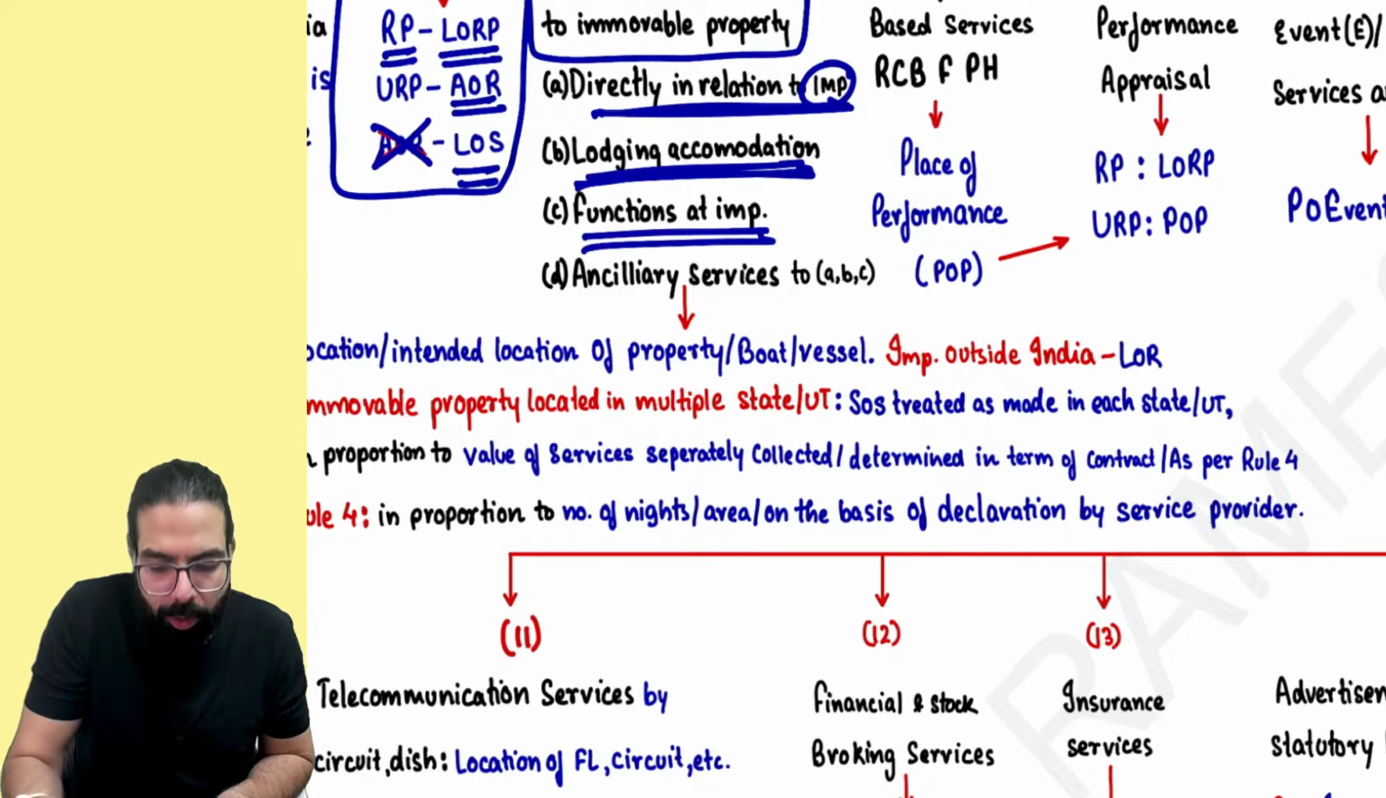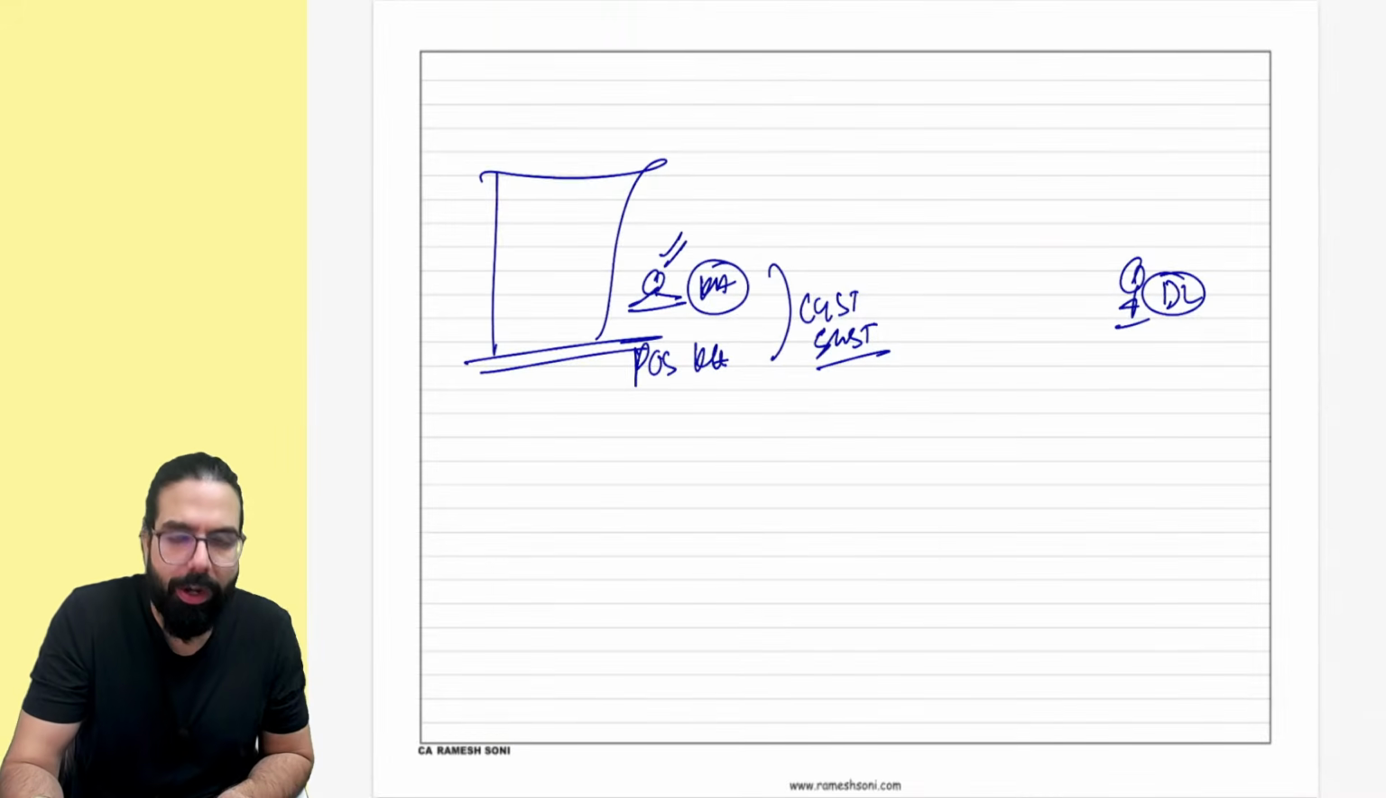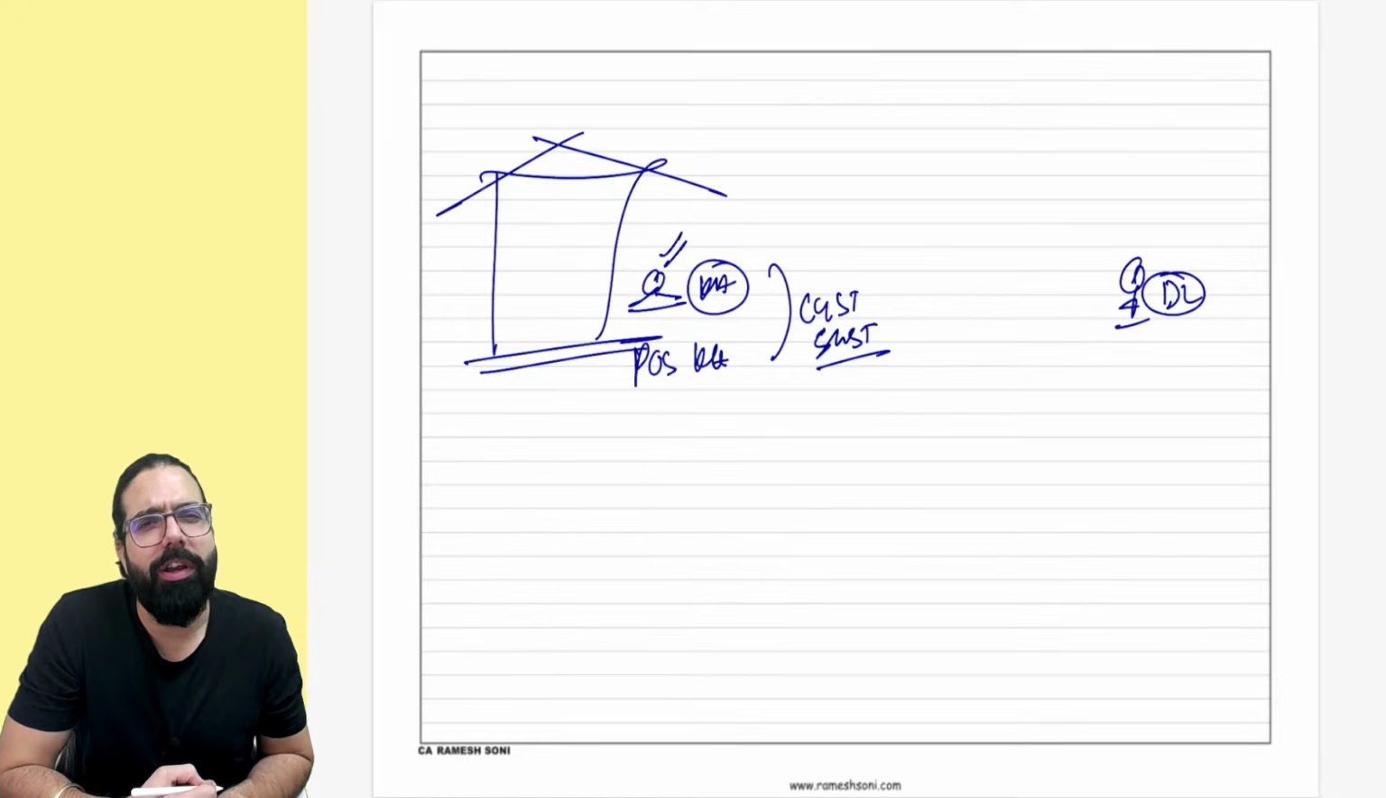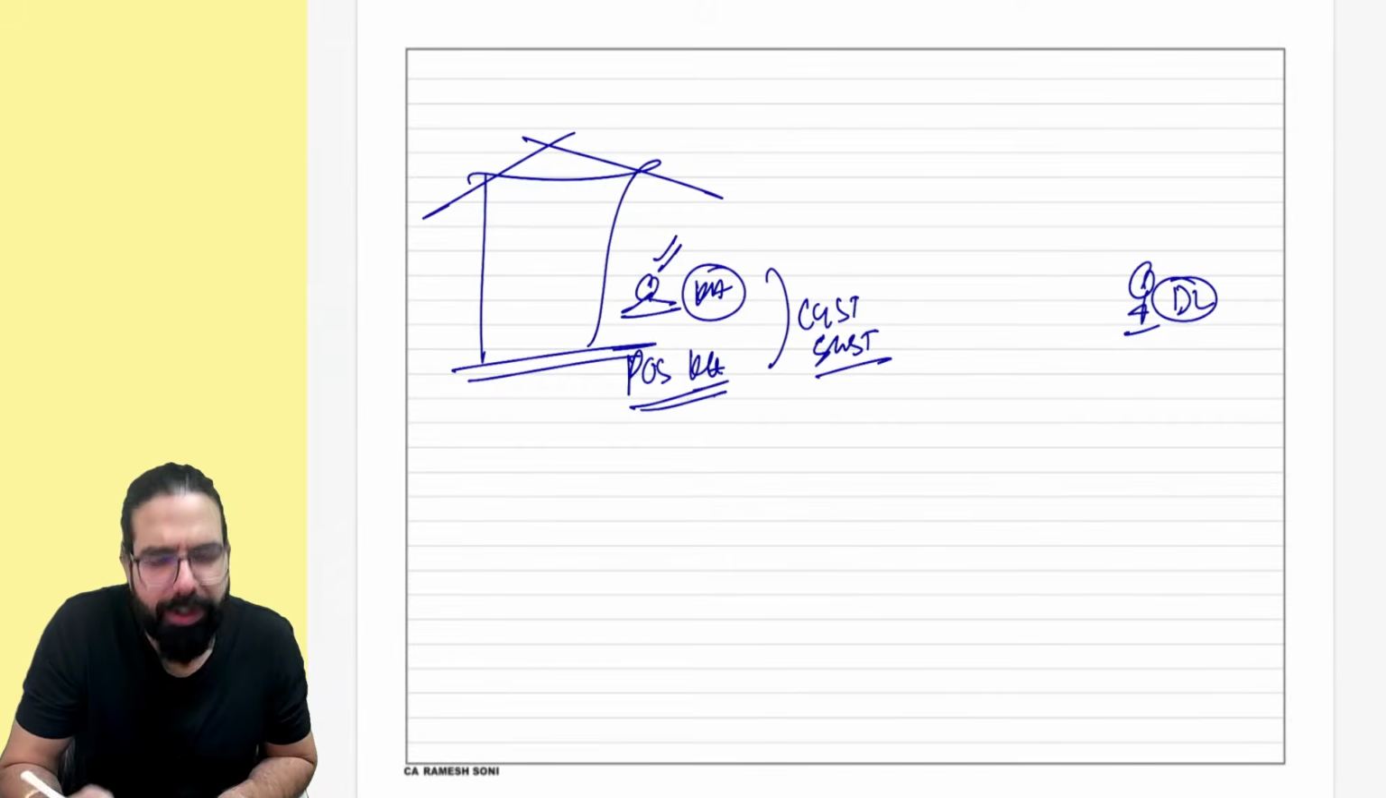Remember one thing, what they are telling over here: or function at immovable property. One person, supposedly he is in Karnataka. One person from Delhi came to me and told me, I want to do a function in a hotel. What is the place of supply? The place of supply is where the hotel is located. That is the place of supply.